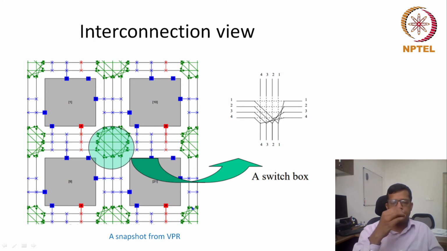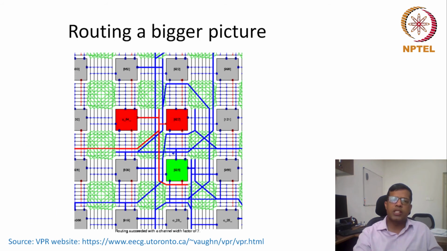Okay, so you can see the switch box could be quite sophisticated in nature, and there are some more trade-offs to this. So let's say this gives a bigger picture. Now here the number of channels is also quite large. So here 7 channels are there: 1, 2, 3, up to 7. So 7 horizontal channels are there, 7 vertical channels are there, and the switch box is connecting all these horizontal channels to vertical channels.